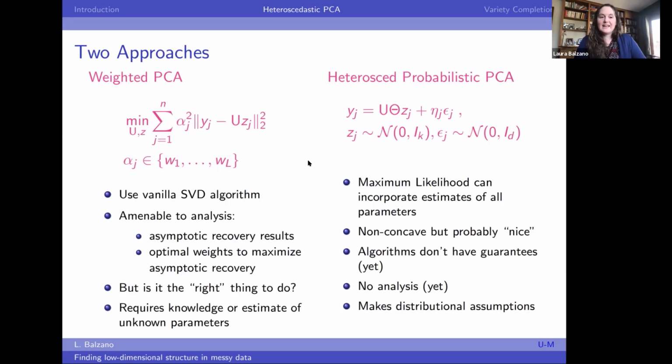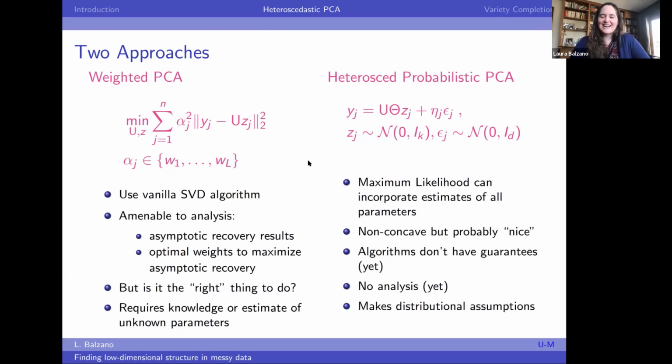The benefits of weighted PCA are that we can just use vanilla SVD. We know that for a given weight, it solves the problem exactly. We are able to show some theory, in particular asymptotic recovery results in the high dimensional setting for this approach. But it's not really obvious that weighted PCA is the right approach to this problem. And you'll see that the optimal weights require knowledge or estimates of unknown parameters. Those are some of the downsides of the weighted PCA approach. On the other hand, in our probabilistic PCA formulation, we can use maximum likelihood to incorporate estimates of all the unknown parameters. We have a non-concave problem, but it seems to have a nice landscape.